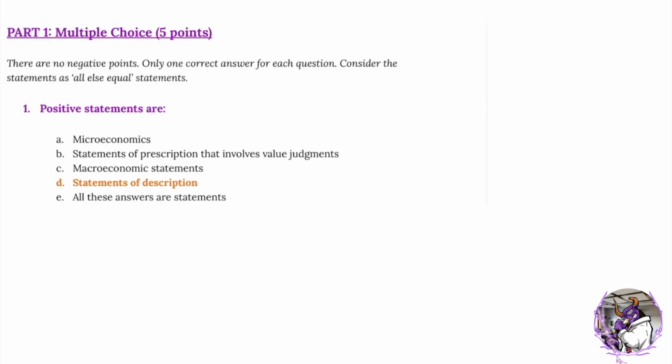Today we're going to solve the Micro Midterm 2022 past paper. The exam is divided into 3 parts. The first one is the multiple choice questions. The first question asks us what the positive statements are. The correct answer is answer D, the statements of descriptions.